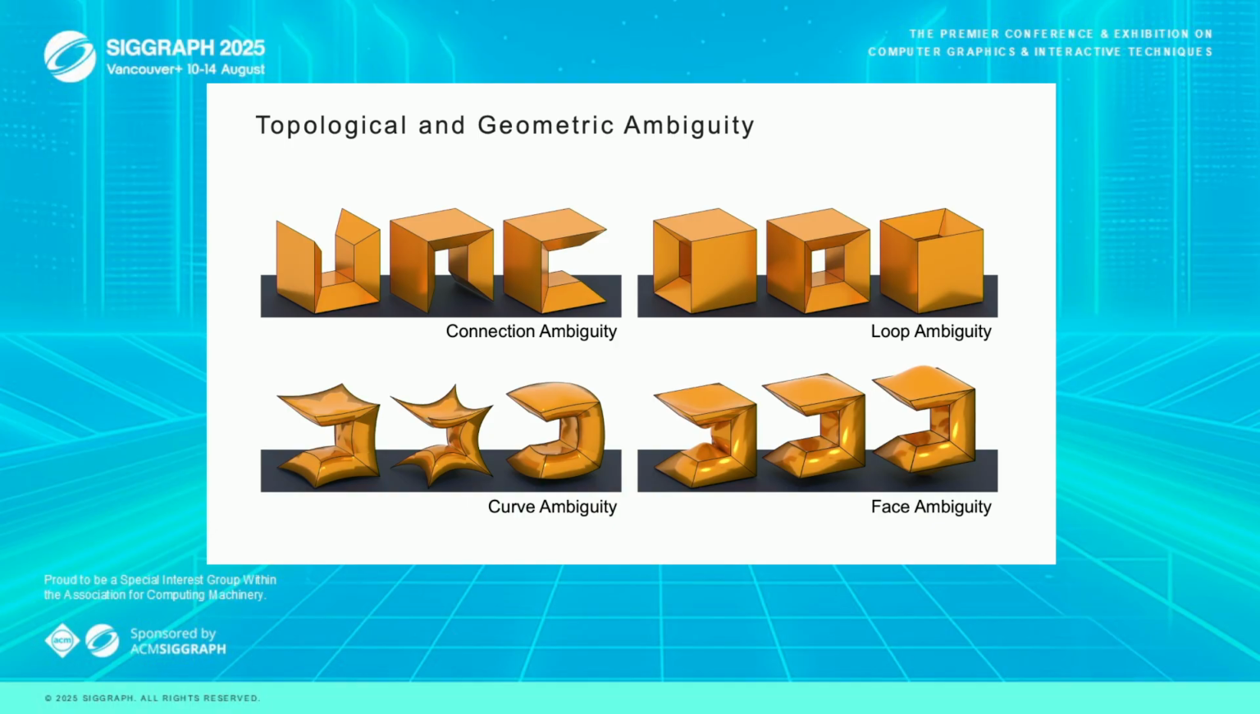Here are some examples demonstrating how our method handles ambiguity. In the top left, we show how identical vertices can result in different connections. The top right illustrates the same connections can form different loops. The bottom left shows identical loops resulting in different curves, while the bottom right shows identical curves resulting in different faces.